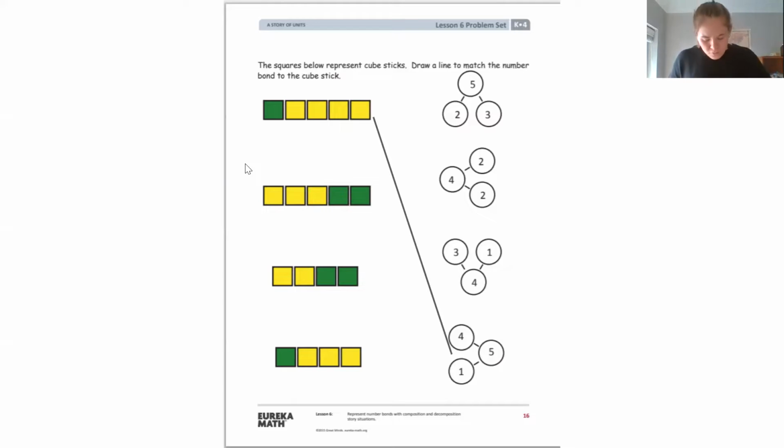Now, that's the same as our last one, right? We have 5 up here. I'm going to write our 5 in. And now I'm going to split up the parts based on the colors I see. So how many yellow cubes are there? Say it. 3, right? So I'm going to write 3 in my first part down here. How many green cubes do I have?